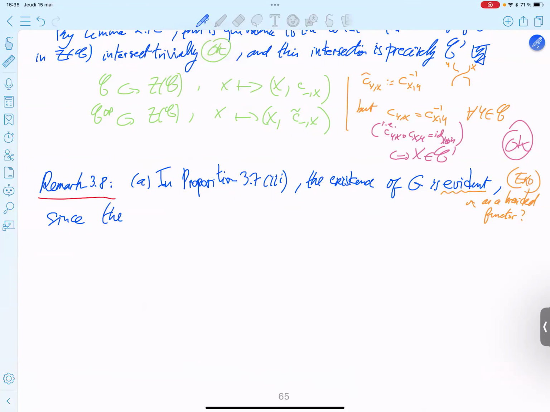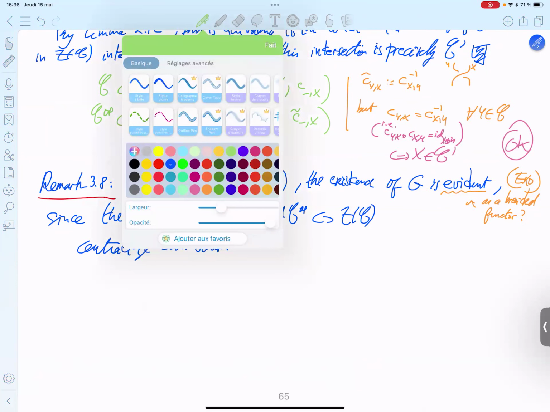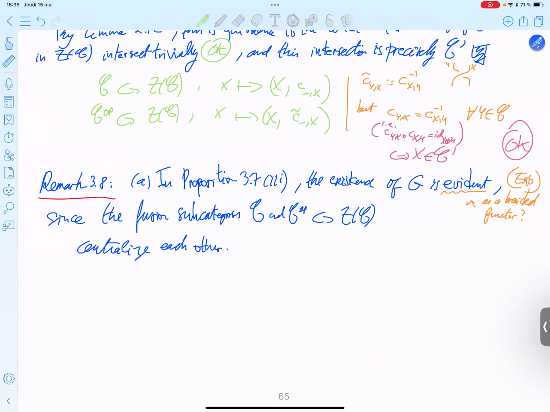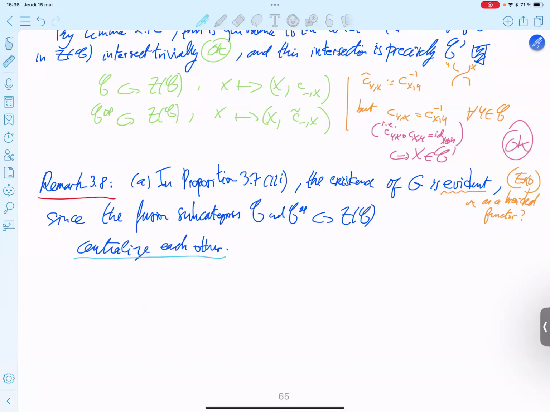So since the fusion subcategory C and C op embedded in the Drinfeld center centralize each other. And I will just explain why they centralize each other. But in fact, the reason is very similar to what we wrote before.